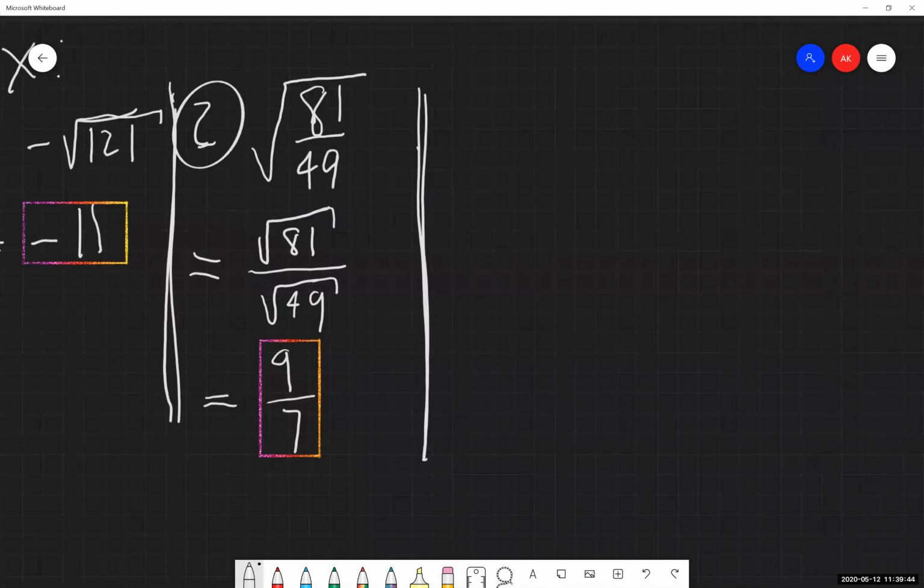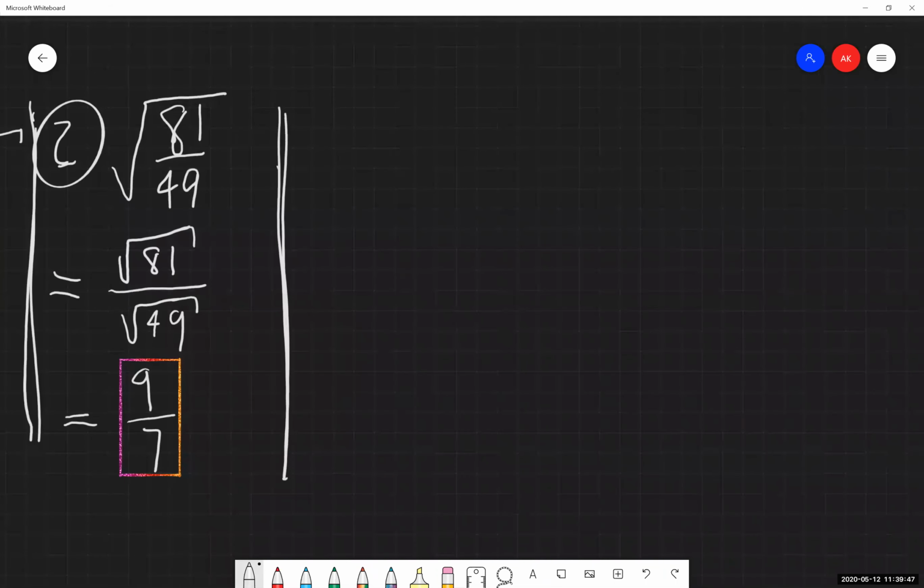So moving on to our third example that we have here. We're told to simplify the square root of 0.36. This here makes it a bit better looking. Okay, now this is one where I've got the square root of a decimal showing up.